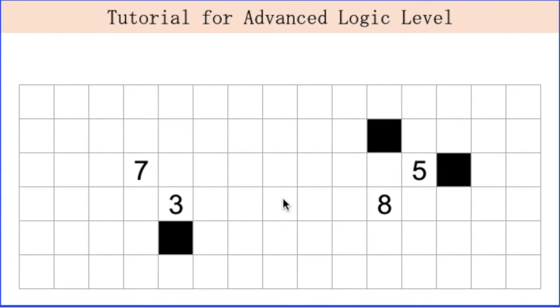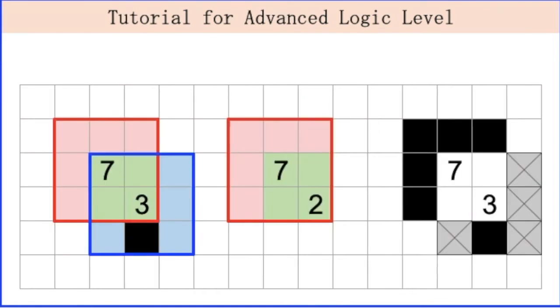Now we're going to look at 2 sets of numbers, 7 and 3, and 8 and 5. Of course, just by looking at the two numbers, since the difference is not 5, we can't do much. But the black spaces here will actually help you. So let's look at 7 and 3 first.